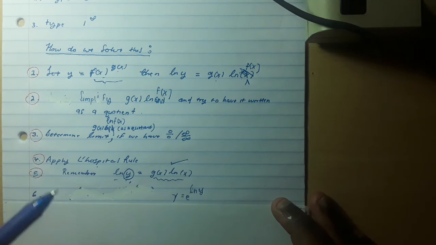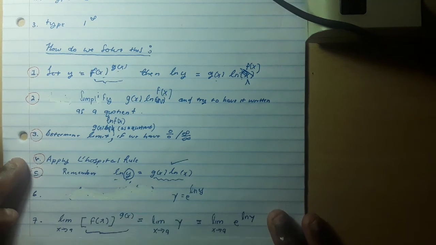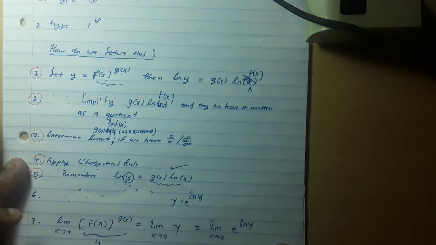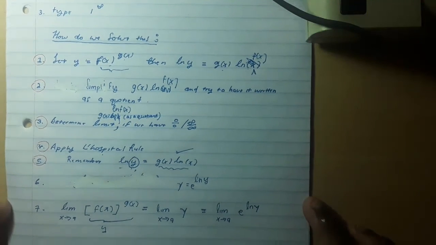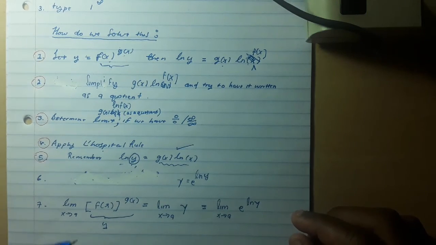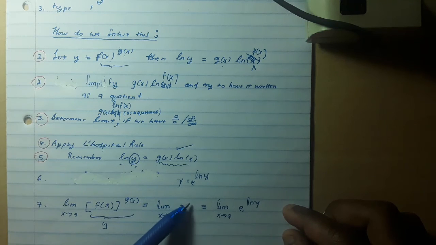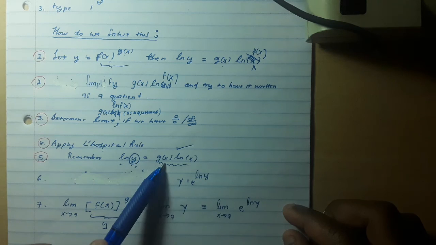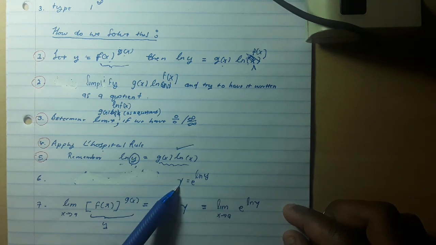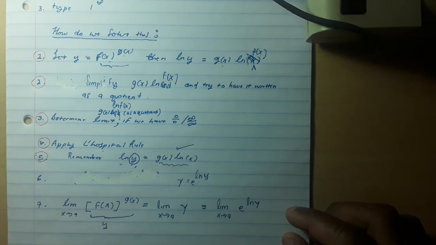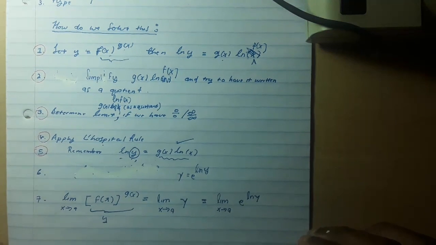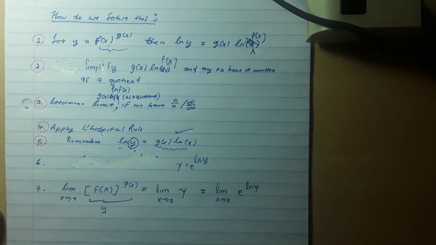And then lastly, remember that we would have simplified one side, and then you're going to solve what y is. This last step will be thoroughly demonstrated on the next video when I'm doing an example. But this is the general procedure that you use in solving indeterminate powers.